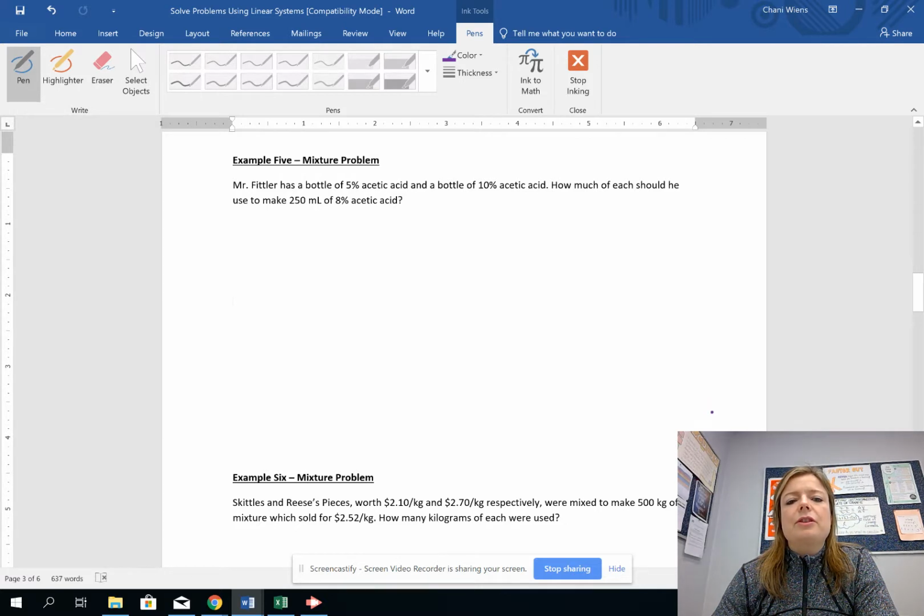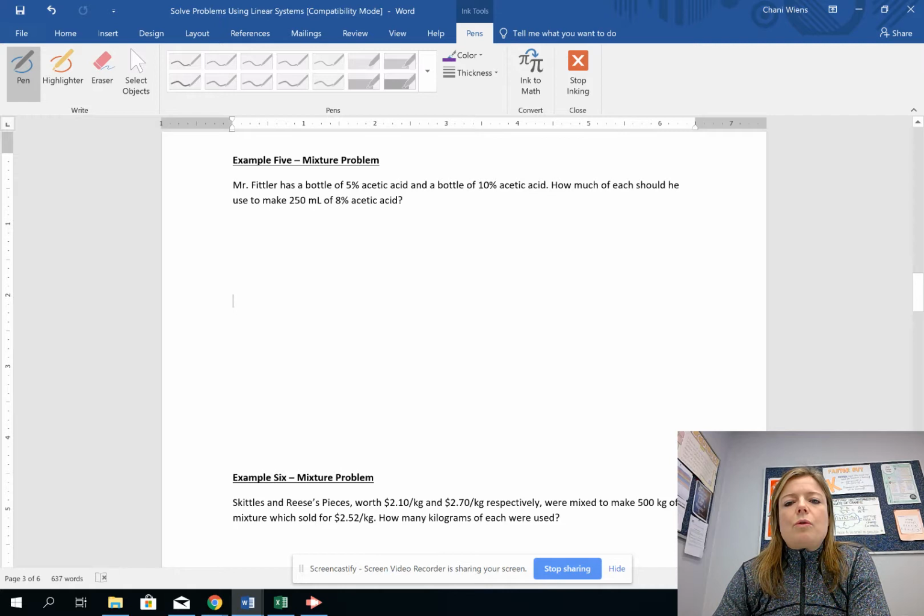So let's think about this first. Which does he need to use more of, the 5% or the 10%? If he used an equal amount of each, what percent acetic acid would his mixture be? It would be 7.5%, halfway in between, because if you have half of 5 and half of 10, that would get you a mixture of 7.5%. So he must have more of the 10% acetic acid in there to get it up to 8%, higher than the middle point. Just something to think about before you get started.